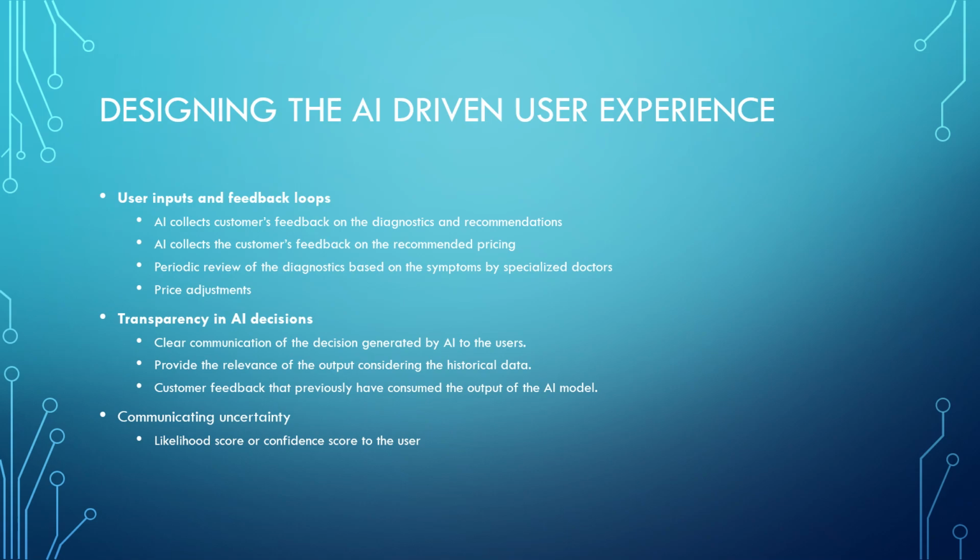Last thing is communicating uncertainty. So the model, as it is giving the output to the user, also has to provide the confidence score, that is, how confident it is based on the symptoms the customer has provided, and what the confidence level is for the recommended diagnosis and the pricing and the corresponding other things the user is asking for.